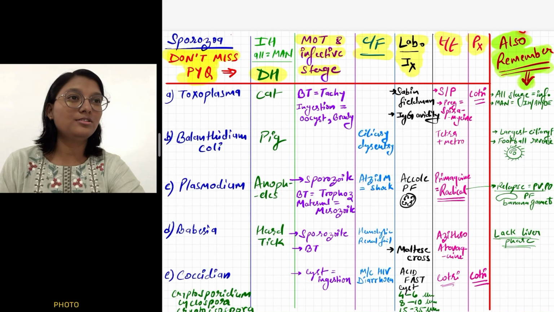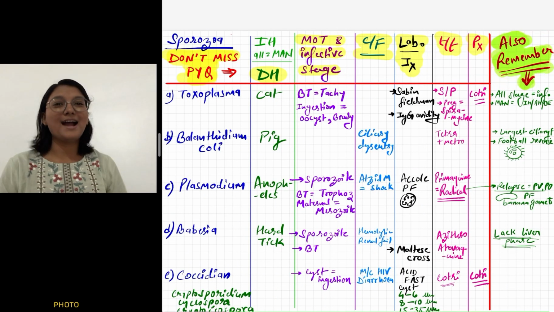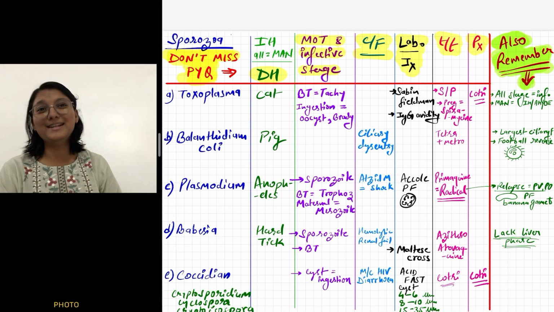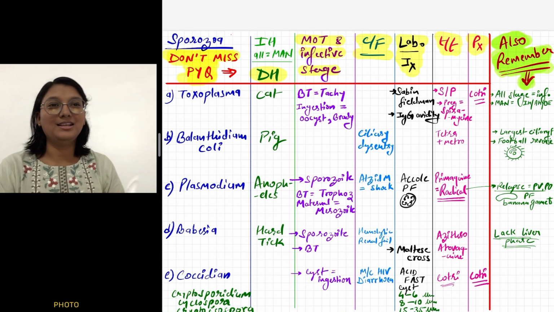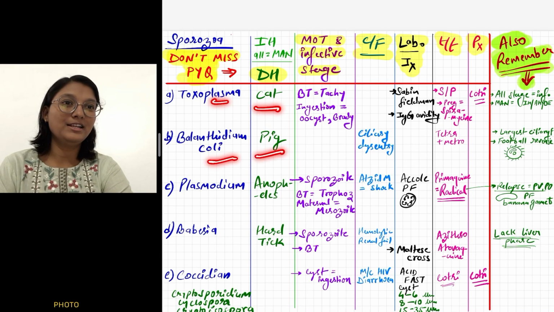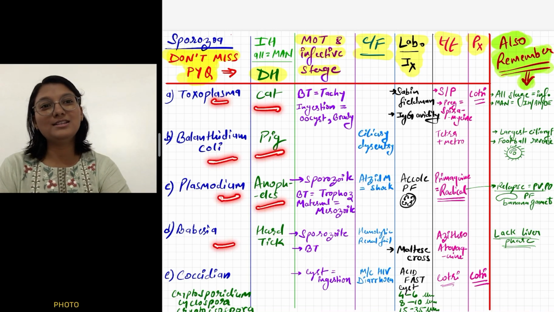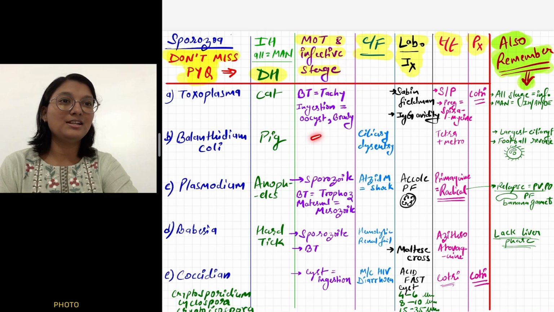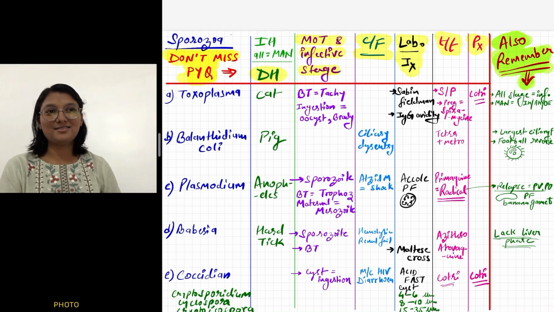Okay, and I have also written here the points which I need to recall again and again, because I don't want to forget them, because everybody else is going to mark them right in the exam. Okay. So definitive host of Toxoplasma is cat, for Balantidium it's pig, for Plasmodium it's Anopheles, and Babesia it's hard tick. Similarly, you can remember the mode of transmission and infective stage, which I enumerated just right now.